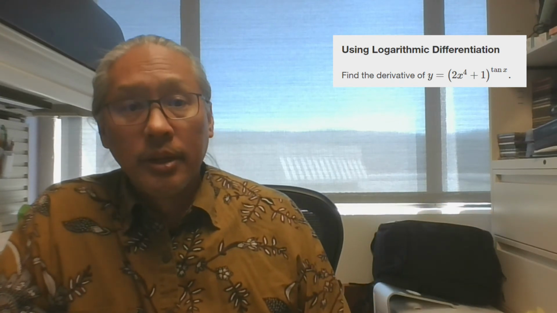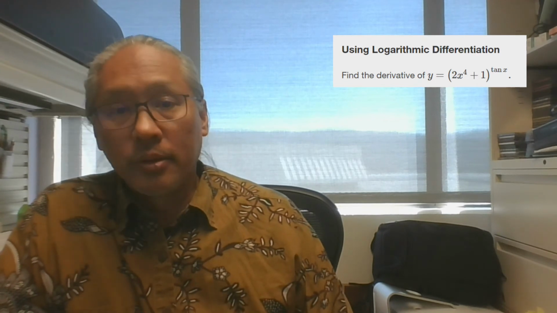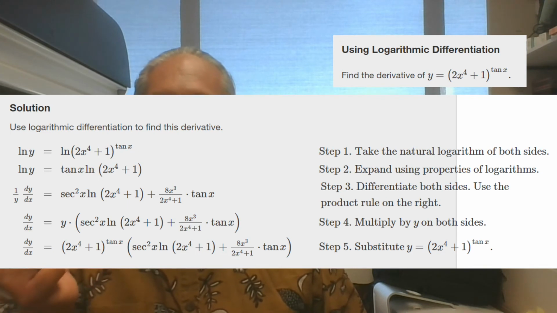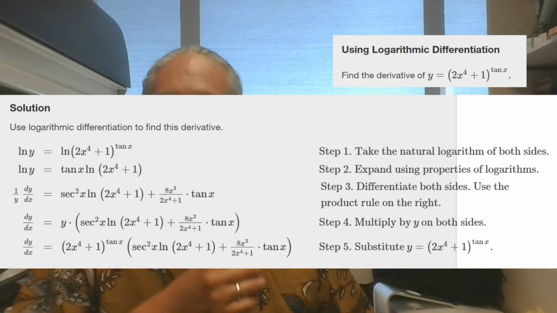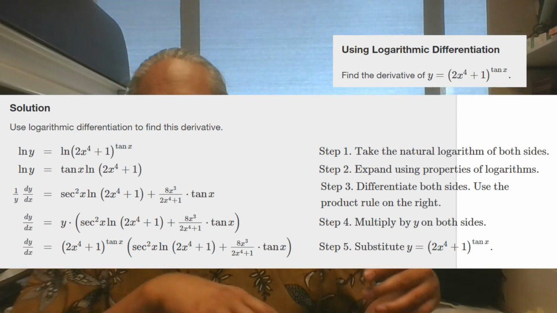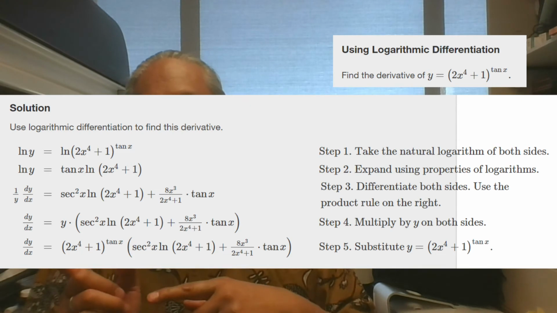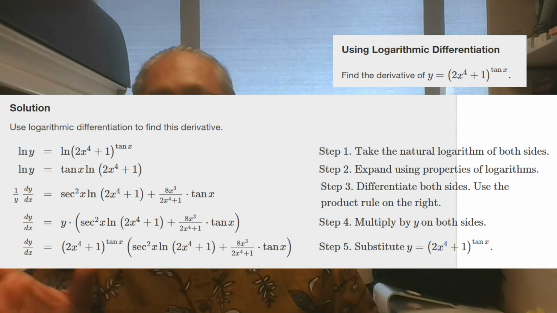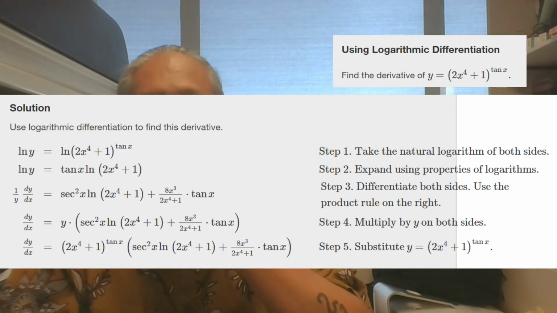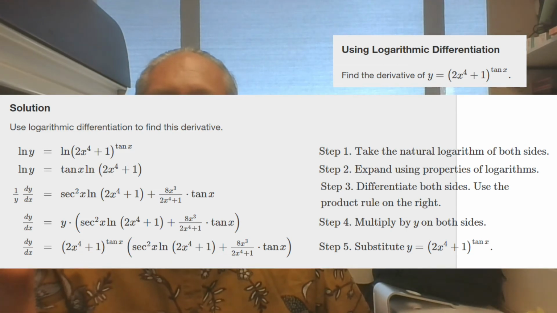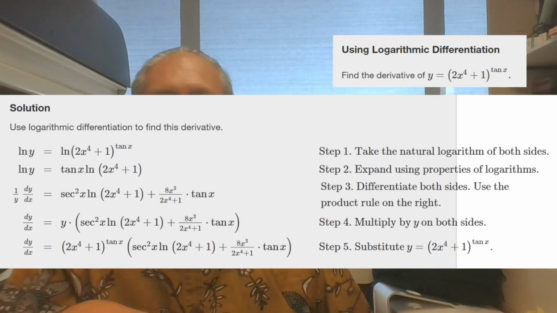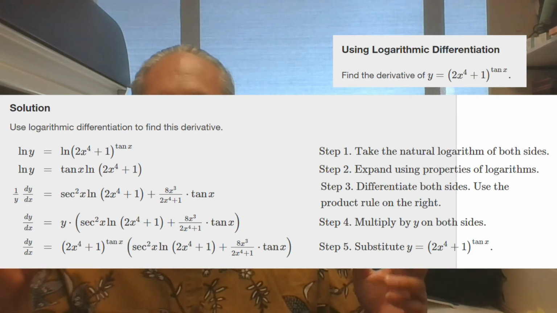So what we're going to do is take the ln of both sides. So let's go through the algorithm. We're going to take the ln of both sides, and then we're going to expand the right hand side. Now the right hand side has ln of something raised to a power. We can take that tangent x, that power, as a coefficient of the ln, and so now you don't have a power anymore. So in our second step over here, we have tangent x times ln of quantity 2x to the 4th plus 1. And so that's expanding it, so to speak.